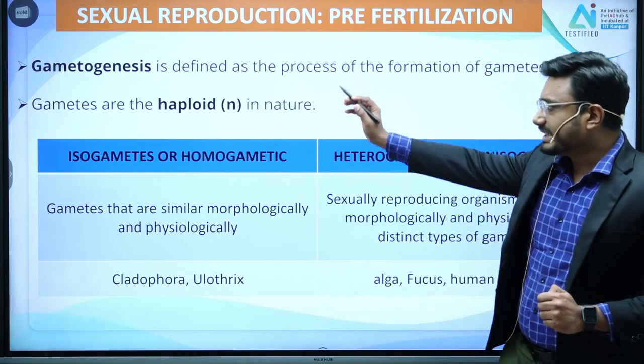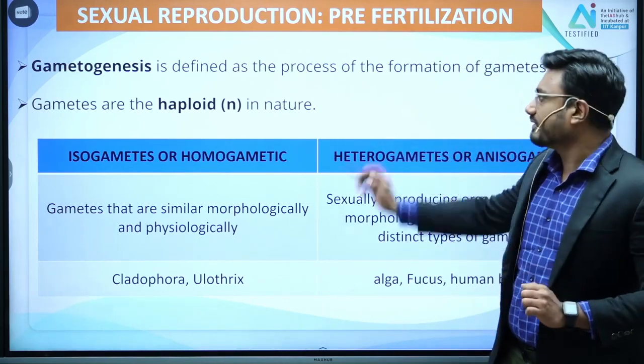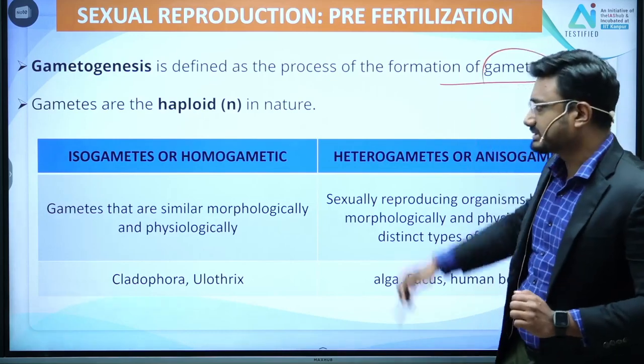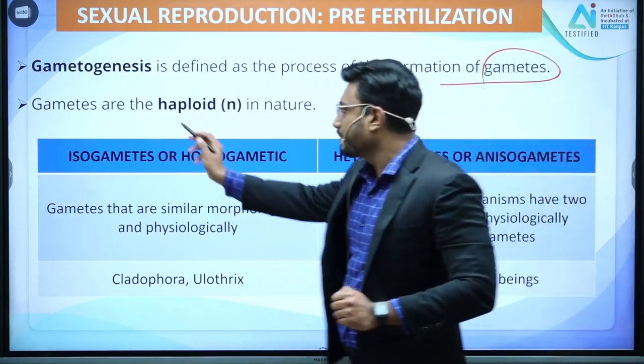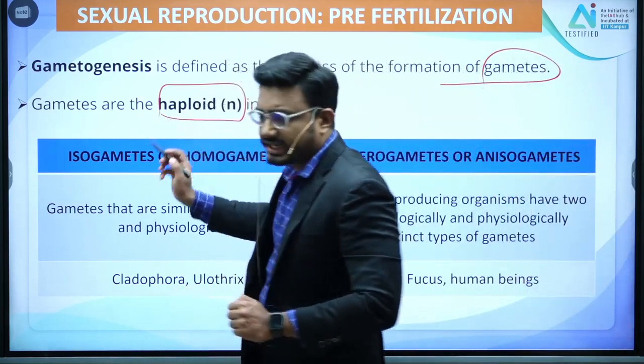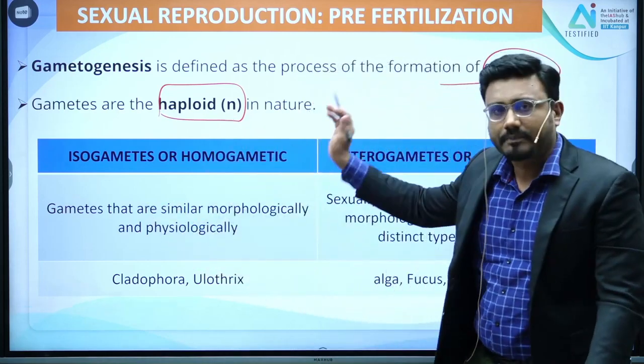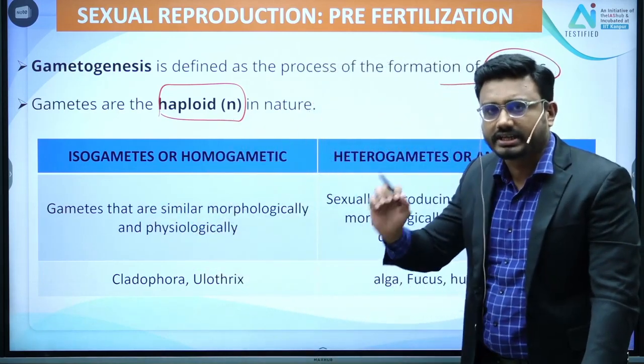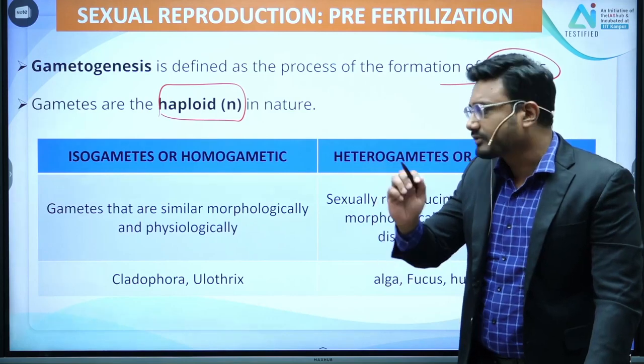So gametogenesis is defined as the process of the formation of gametes. Gametes are haploid in nature. This is very important, that gametes are haploid in nature. That means they only consist of one set of chromosomes.